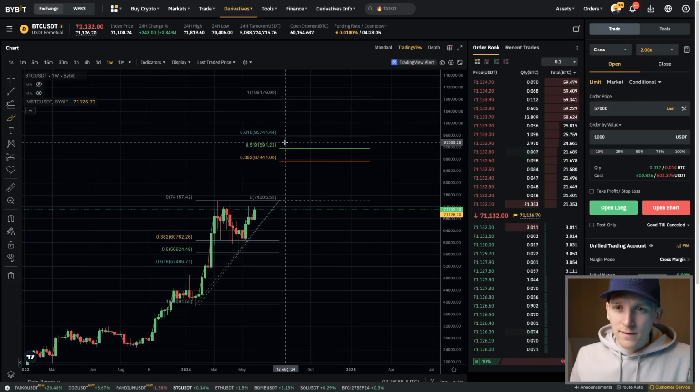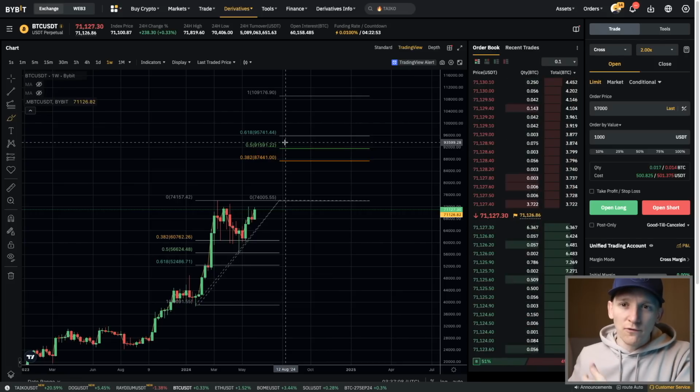Now, what Fib can't tell us is fundamentals. Is something going to happen in the market? Is there some news that comes out, whatever, that's going to drive the price? Fib can't tell us that. So we have to still rely on fundamentals and understanding where we are in the market and a lot of news flow and everything like that to dictate our bias.